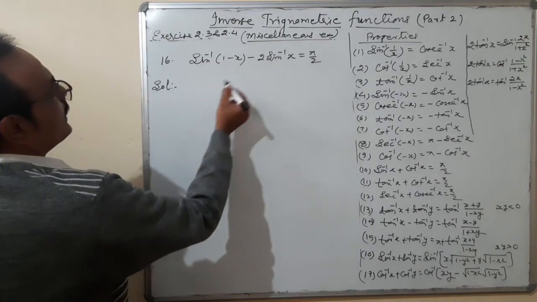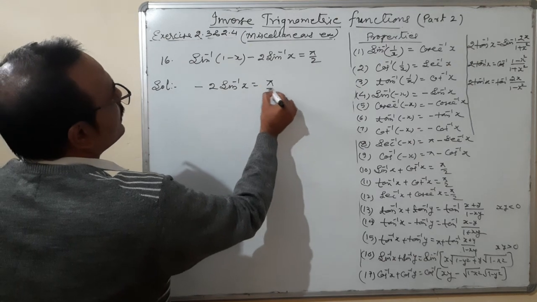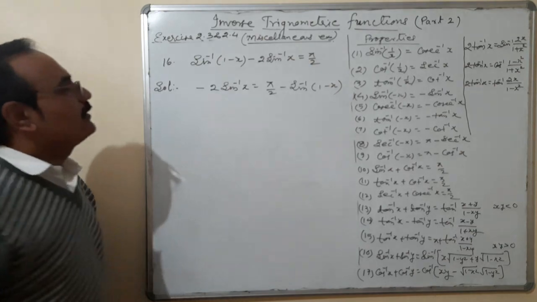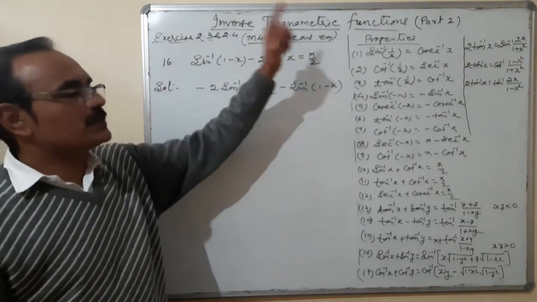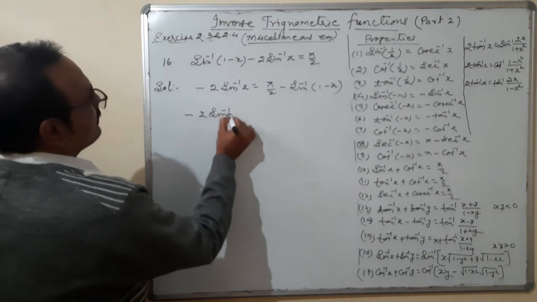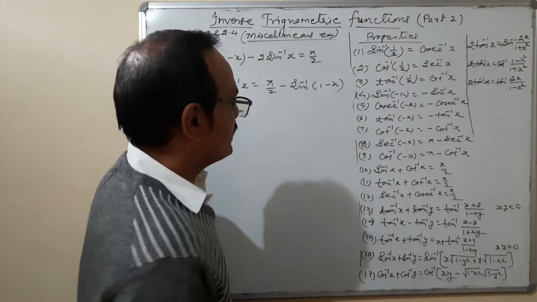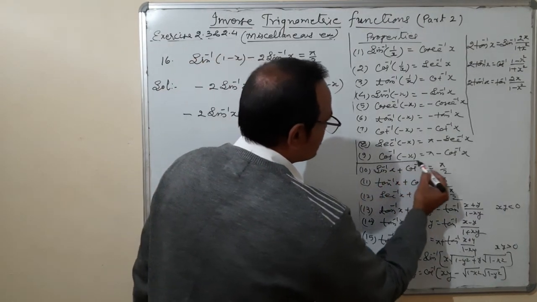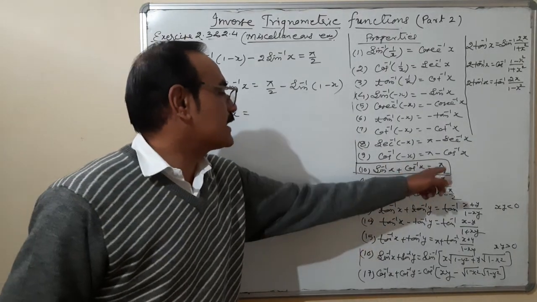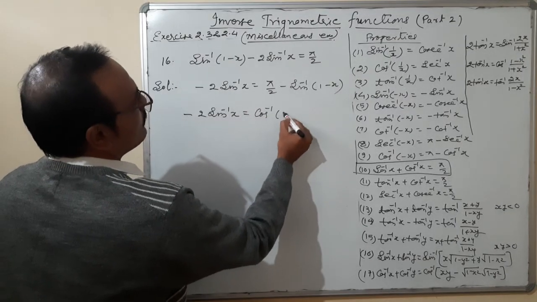Pi by 2 is here. So I write here minus 2 sine inverse x is equal to pi by 2 minus sine inverse 1 minus x. Is it okay? This term remains as it is, it is to be shifted from left to right. Again, the same identity, which is used the maximum number of times. Pi by 2 minus sine inverse of 1 minus x, that is cos inverse 1 minus x.